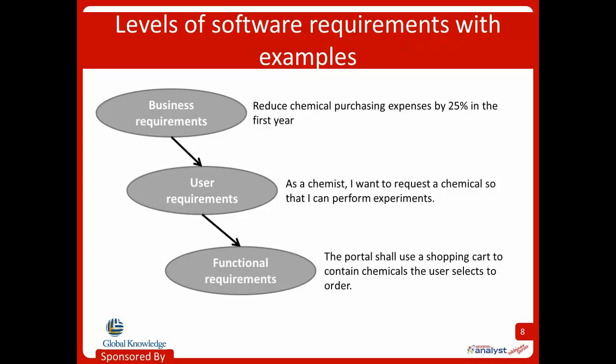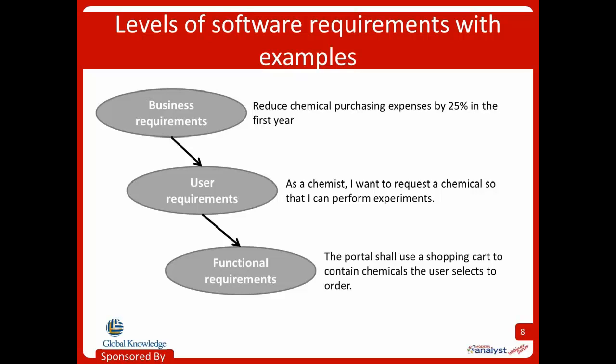Okay, and here's an example for each of those different requirements levels. Throughout this talk today, I'm going to give you examples from a sample project called a chemical tracking system. This is just a sampling of requirements from that particular system. At a top level, we have a clear objective that tells us why we are building the system. In this particular case, it's to reduce our chemical purchasing expenses by 25% in the first year.